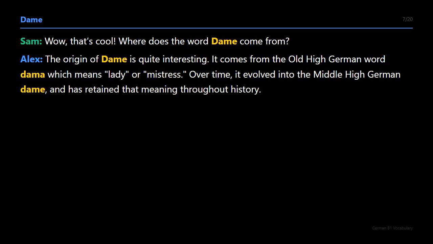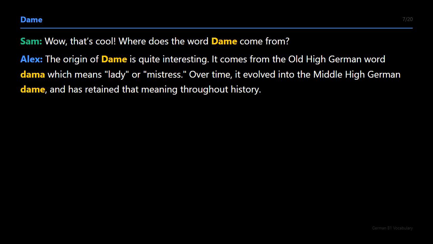Wow, that's cool. Where does the word Dame come from? The origin of Dame is quite interesting. It comes from the Old High German word Dama, which means lady or mistress. Over time, it evolved into the Middle High German Dame, and has retained that meaning throughout history.